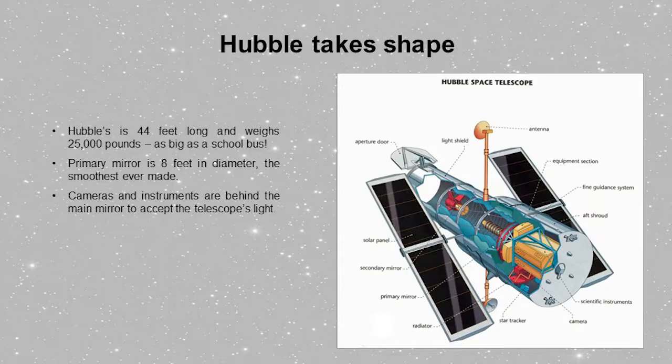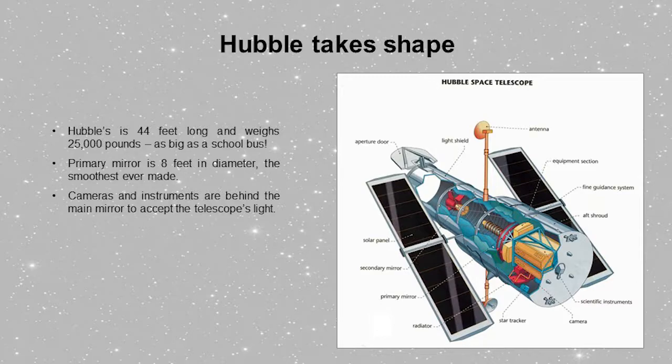So during the 1960s and 1970s, Hubble was developed and designed. You can see it's quite large here, 44 feet long, weighs 25,000 pounds. Imagine that, about the size of a school bus, roughly. Why that size? Well, it was designed to fit into the then being developed Space Shuttle. The Space Shuttle would launch this telescope. The Space Shuttle would service this telescope.